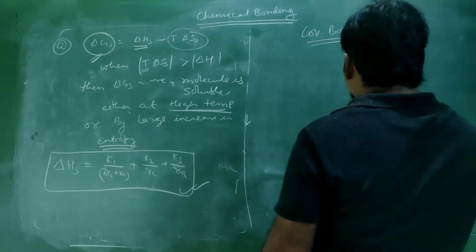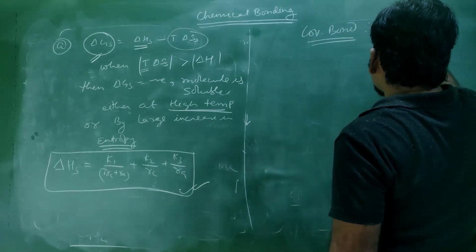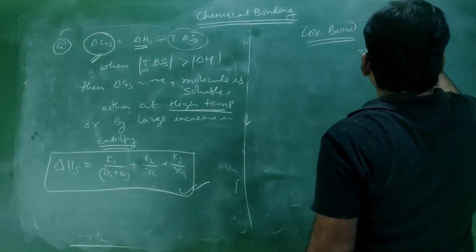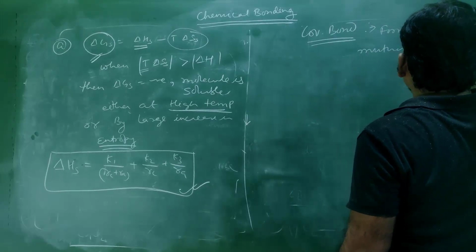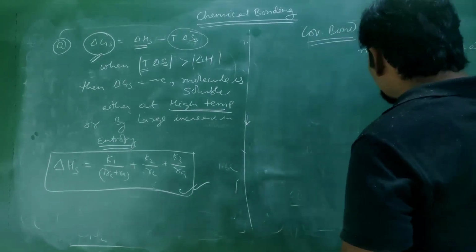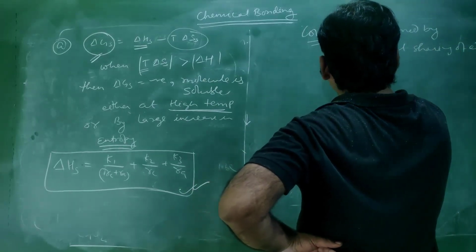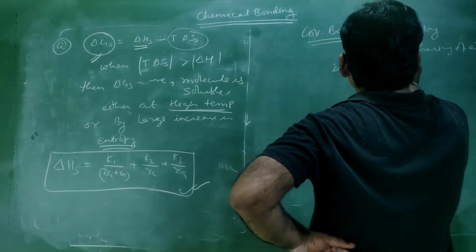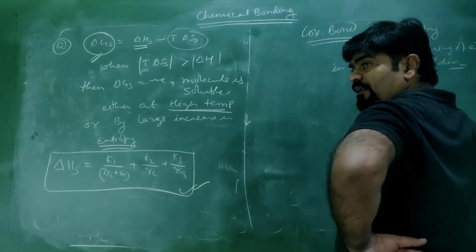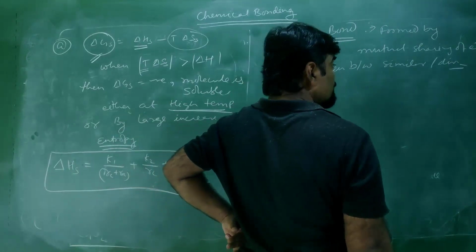Covalent bond is the bond which is formed by mutual sharing of electrons. When there is mutual sharing of electrons in between similar or dissimilar atoms, having electronegativity difference less than 1.7 or 0.